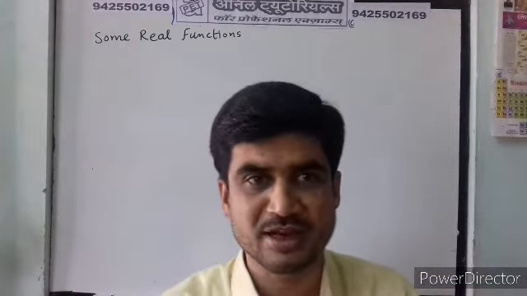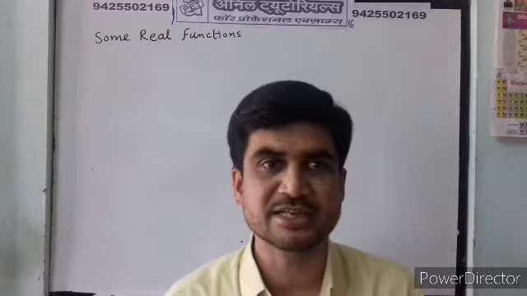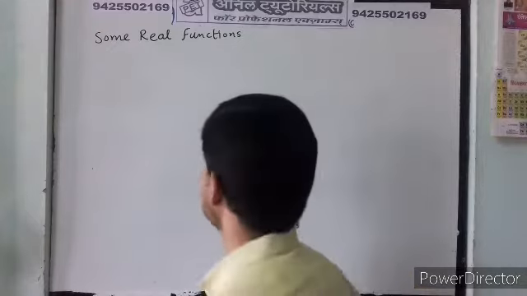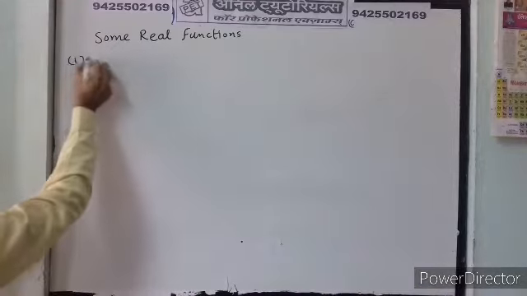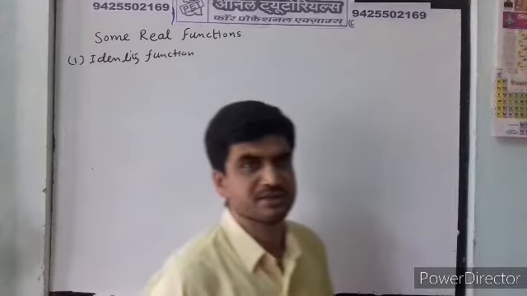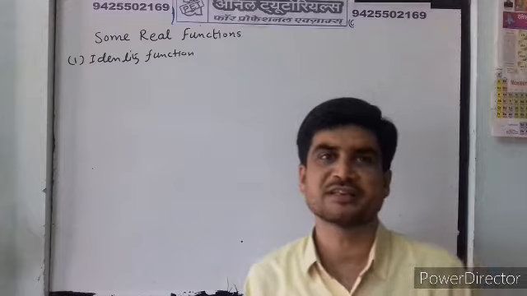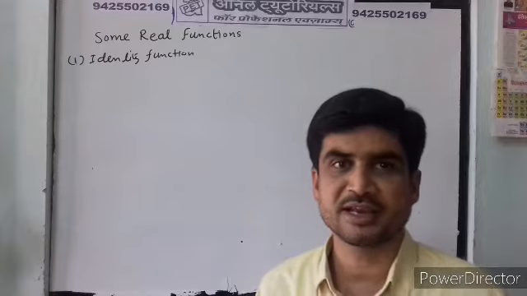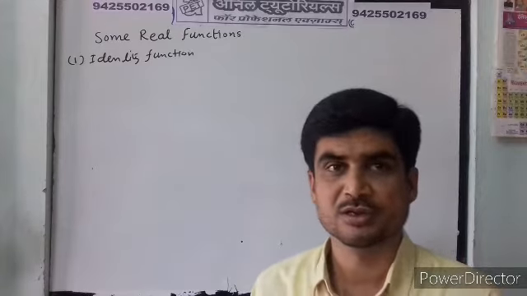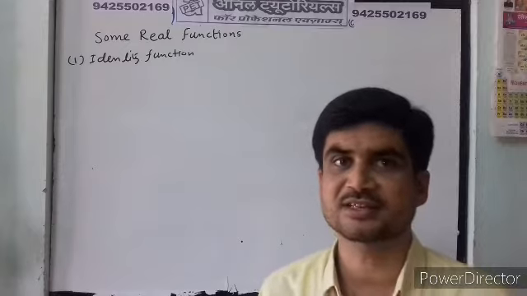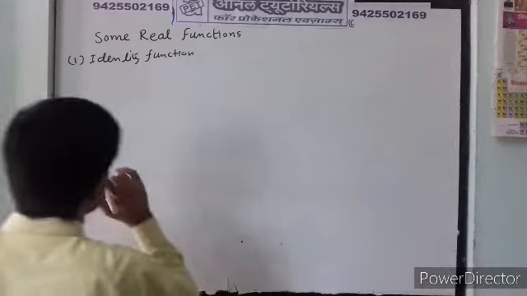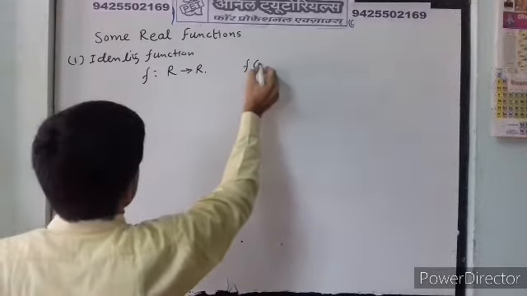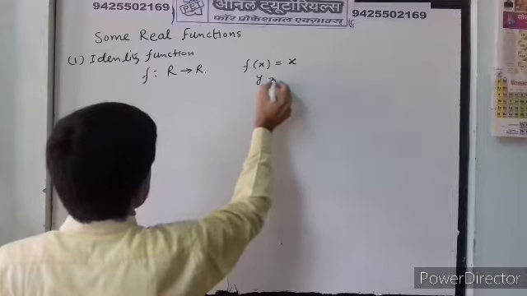Now we will see some real functions. I am taking the example of the first real function, which is called the identity function. Any function f whose domain is R and range is also R, and which is denoted by f(x) = x itself, meaning y = x itself, is called the identity function. Any function from R to R with f(x) = x, means y = x.